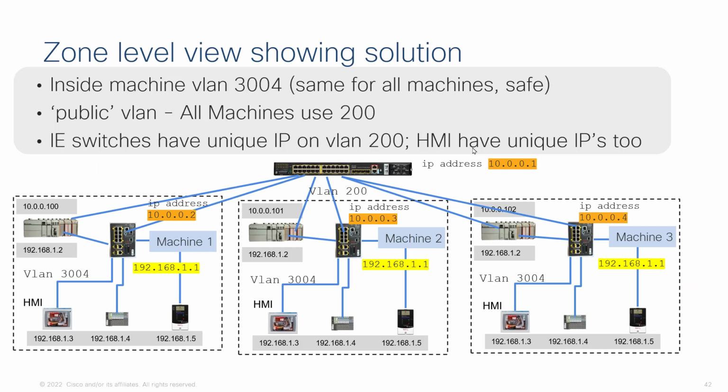So if we were to take a look at this at the zone level, showing multiple machines, we would see that every machine is now having a unique IP address on VLAN 200, and only VLAN 200 is leaving the machine. So we have a broadcast domain on VLAN 200 for all the different machines, but that's okay. It only goes to the IE switch itself and then stops, as well as includes the controller for each machine.